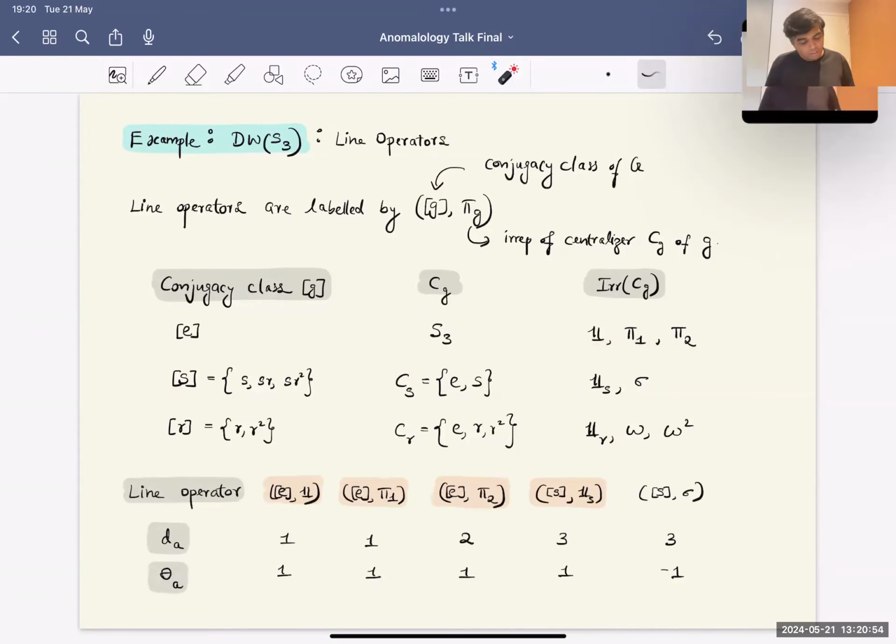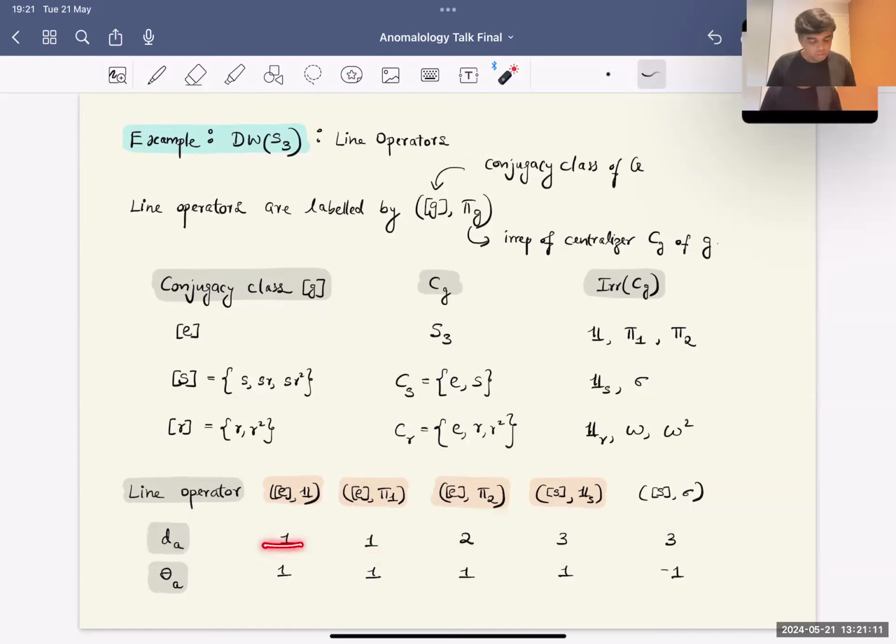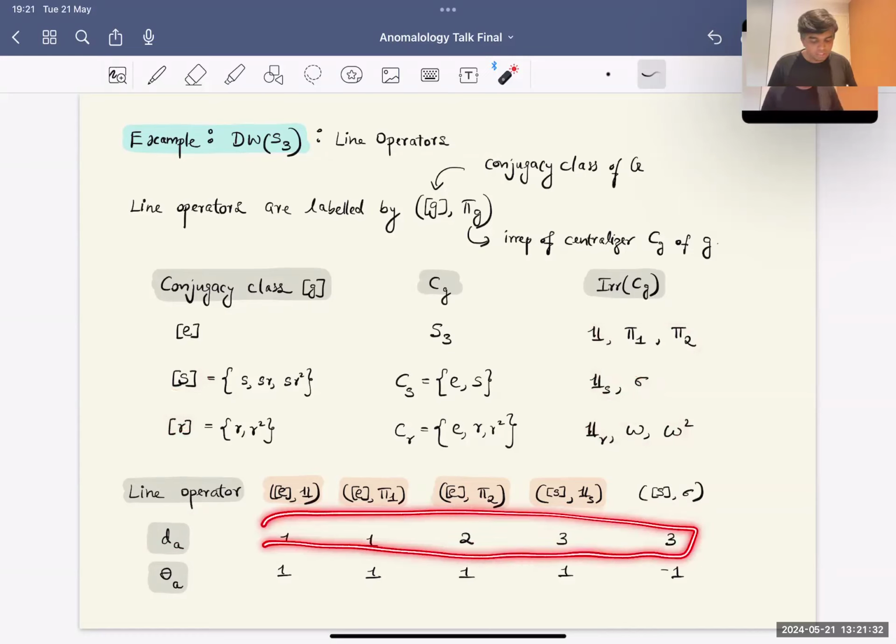So what is a line operator? We have E1, E pi 1, E pi 2. These are the electrically charged ones because they have trivial conjugacy class dependence. And these are the quantum dimensions of these line operators. So this is invertible, this is invertible, this is a non-invertible line. And there are S1, S sigma, which are also line operators which have quantum dimension 3. And the quantum dimension is given by the size of the conjugacy class multiplied by the dimension of the representation. That's what I have written down here. So that is the quantum dimension.